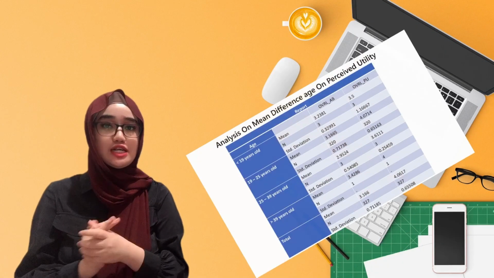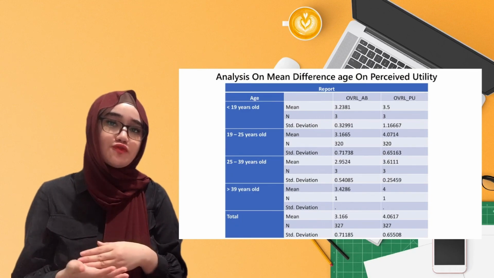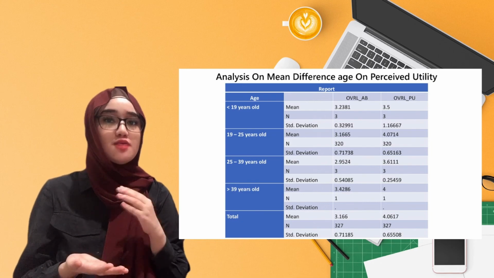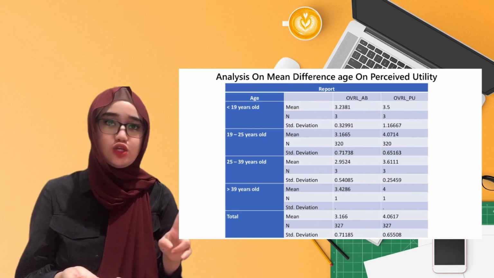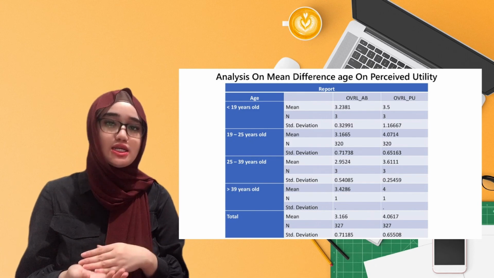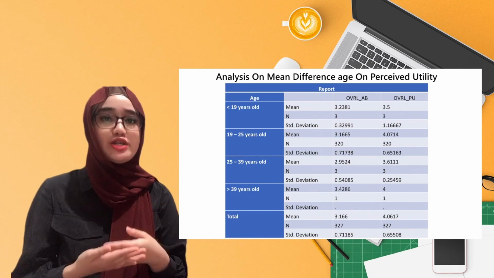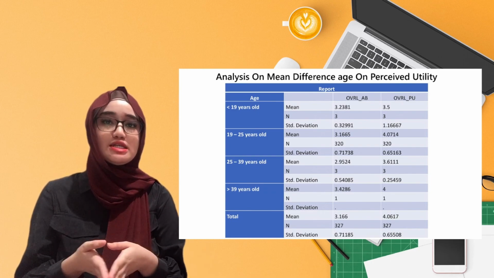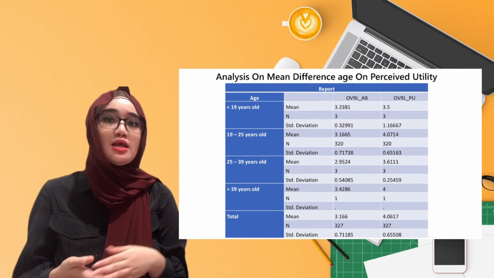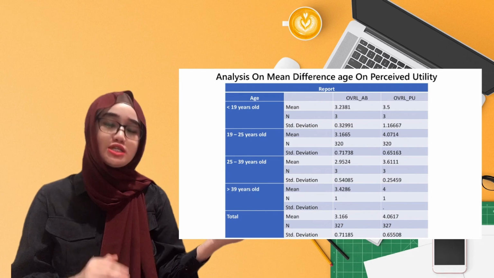Moving on to the analysis on mean difference between actual behavior. The mean absolute difference is a measure of statistical dispersion equal to the average absolute difference of two independent values drawn from a probability distribution. Research question 1: is there any significant difference between age groups in spreading viral contents via social media based on perceived pleasure among real-time students? And this is our analysis on mean difference of age on the perceived utility table.